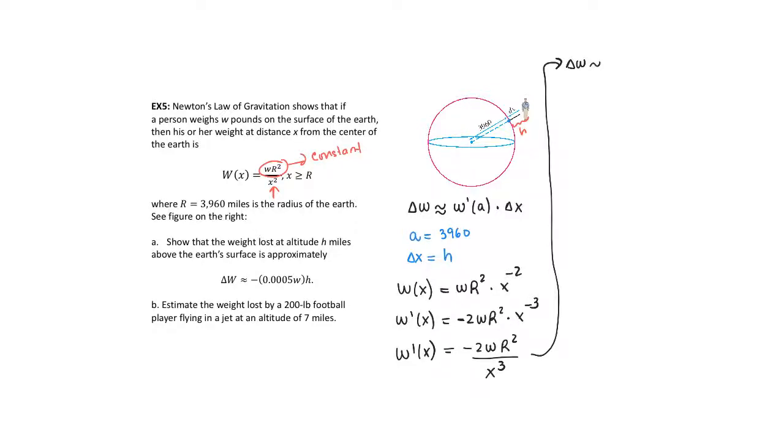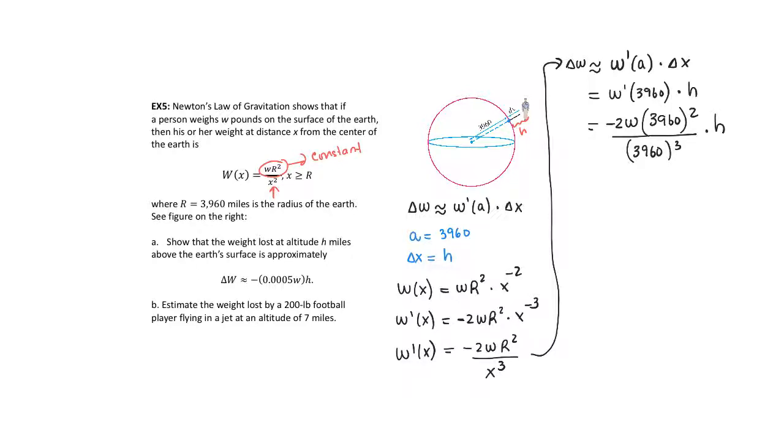So then, if I have this, I should be able to now find delta W. Delta W will be approximated by W prime of A times delta X. Well, in this case, W prime of A will be W prime of 3960 times h. W prime, we have the expression for that. That will be negative 2 little w times the radius 3960 squared divided by 3960 to the third times h.